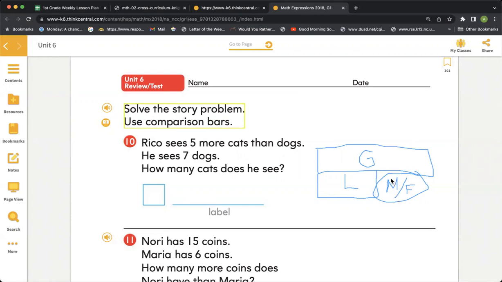Think of this like a math mountain. How do you get that greater number? Or how will you figure out how to get your answer up here? Okay, take a minute and solve that. Rico sees 5 more cats than dogs. He sees 7 dogs. How many cats does he see? Go ahead, pause to solve.